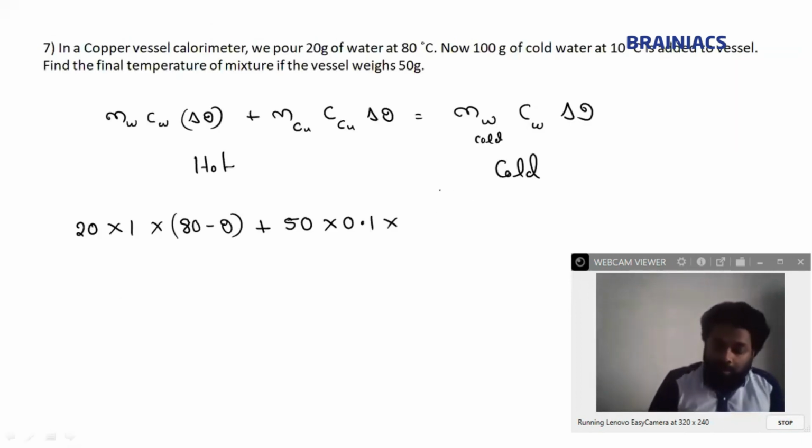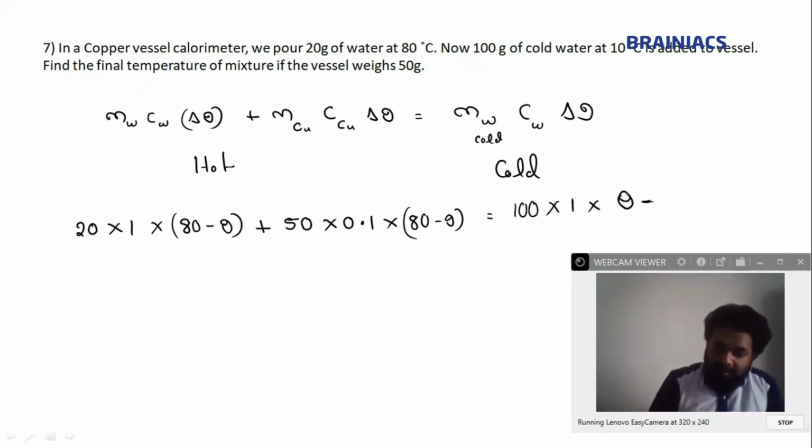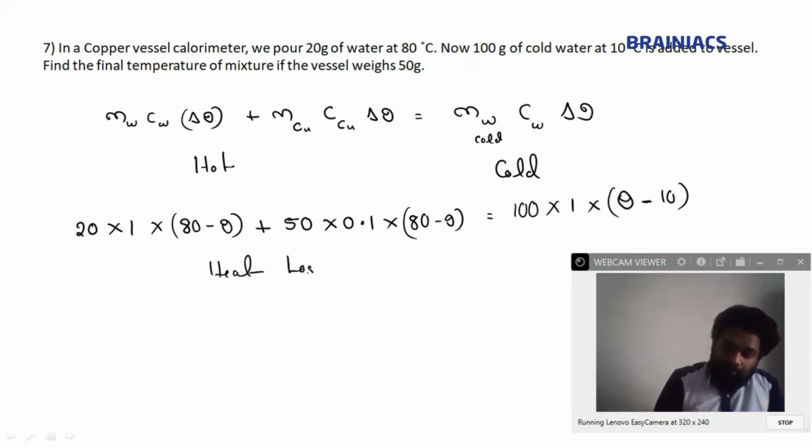Zero point 0.1 into, here I am going to take the temperature of that vessel also, 80 minus the mixture temperature. This is equal to mass of the cold body, 100, into specific heat capacity, the cold body is water itself, into mixture temperature theta minus the cold body's temperature, 10. So this is heat lost, and here heat gained. Okay, so we need to simplify this.